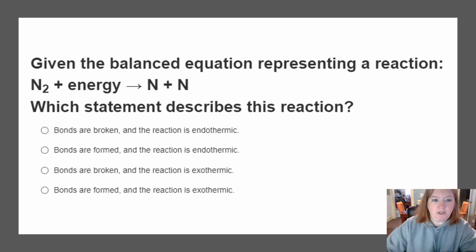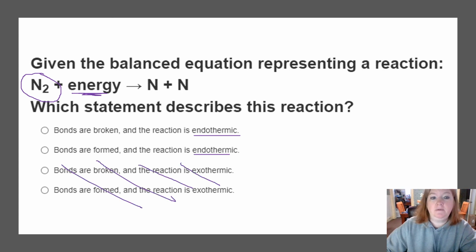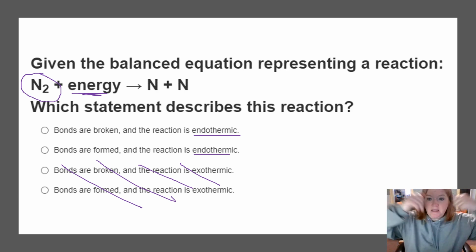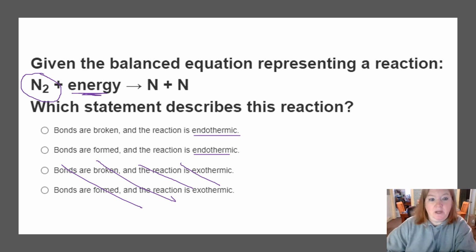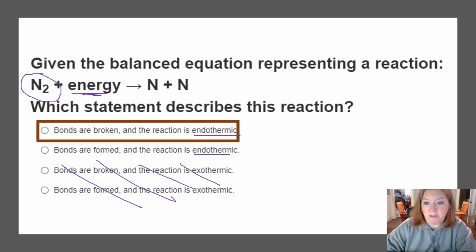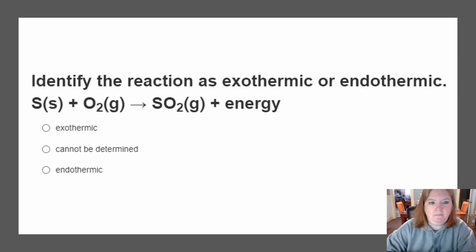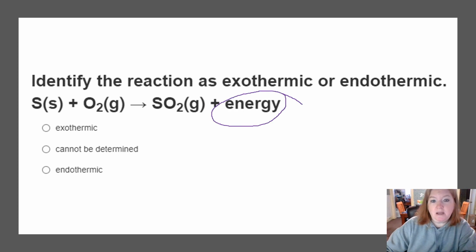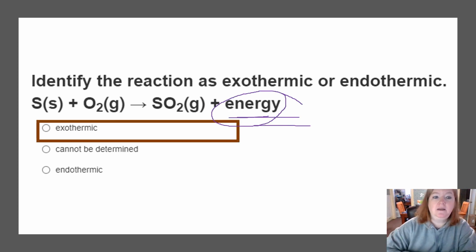So if we have this equation, which statement describes this reaction? We start with this, and energy is here. Energy is a reactant, so automatically I know it's endothermic. That means these two are for sure wrong, okay? What's happening? If I have N2 connected and then N2 plus N, they're separated on this side, so the bonds were being broken. Is this exothermic or endothermic? Just look right here. See where energy is? Product side, exothermic.